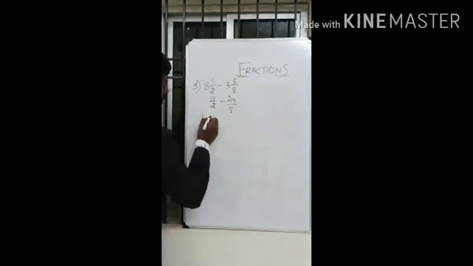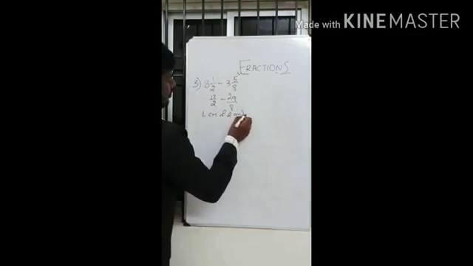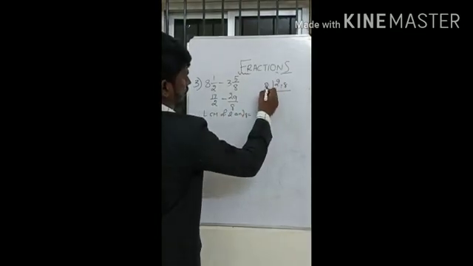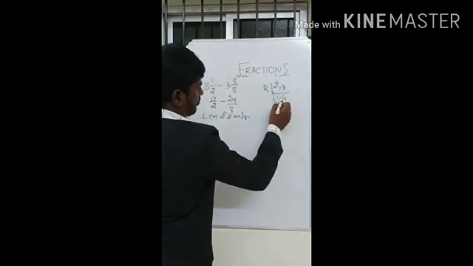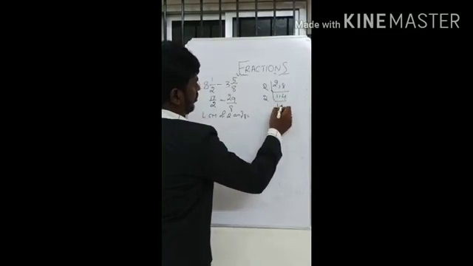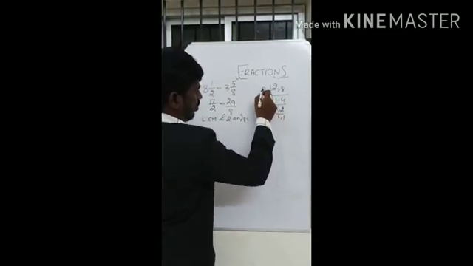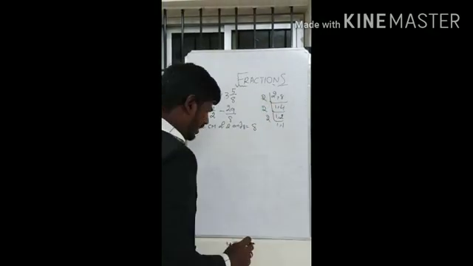Now we have to take LCM. LCM of 2 and 8. 2, 8. In 2 table 1. In 2 table 8, 4 times. So 1 will be 1. In 2 table 4, 2 times. 1, 1. So 2 2s are 4, 4 2s are 8. So LCM of 2 and 8 will be 8.